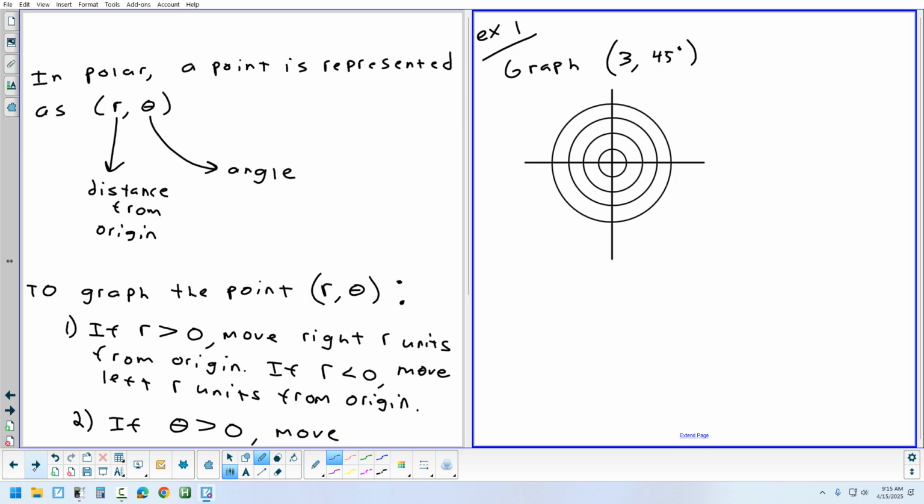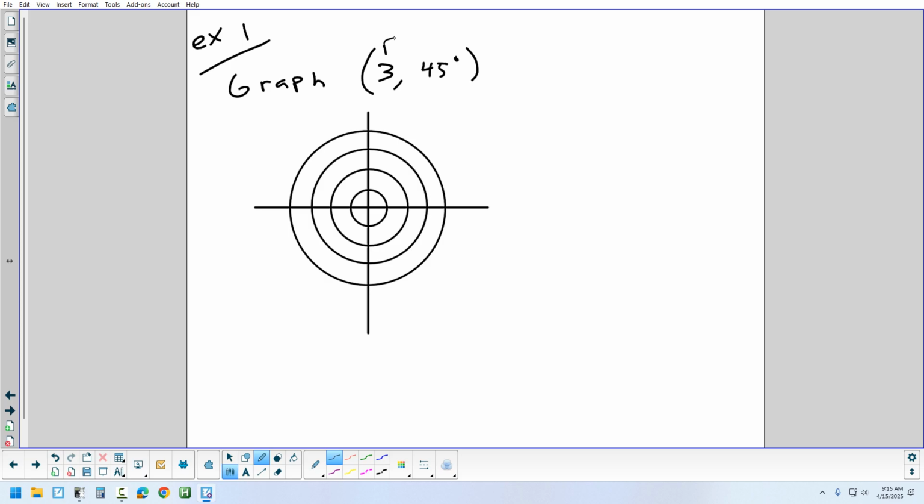Okay, so first thing we want to make sure we can identify is which number is r and which number is theta. In that coordinate, which number is r? 3. And that means the theta is the 45. That's r, that's theta. So the r tells me to start at the origin and go which way, how many units? We're going to go right 3. So 1, 2, 3. That's not our answer. That's just where we're going to start our rotation from. So we go right 3.